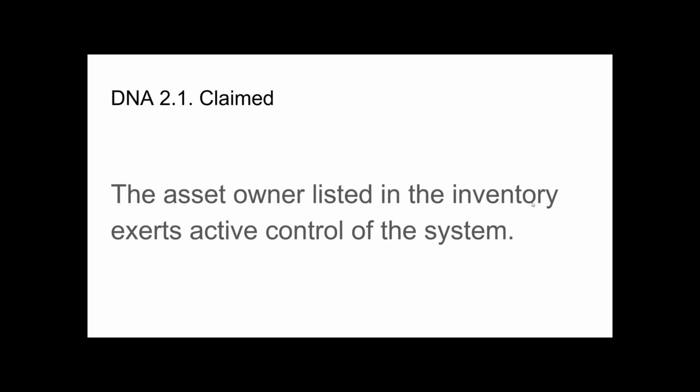Claimed. Now, this is an extension of the second step. And by claimed, I mean the asset owner listed in inventory is exerting active control of the system. So this person both has the authority and the ability to do something with the asset that is assigned to his or her name.